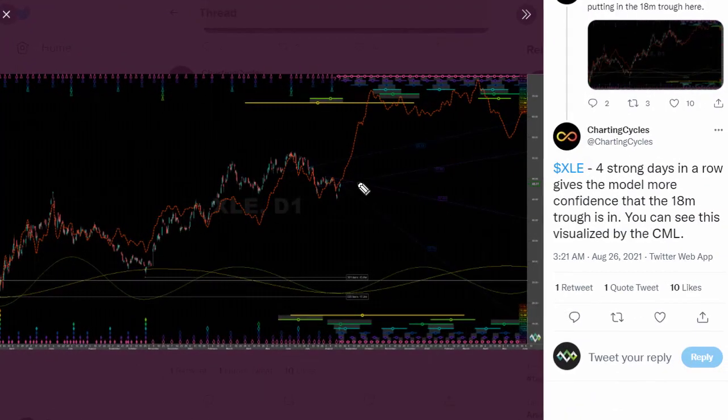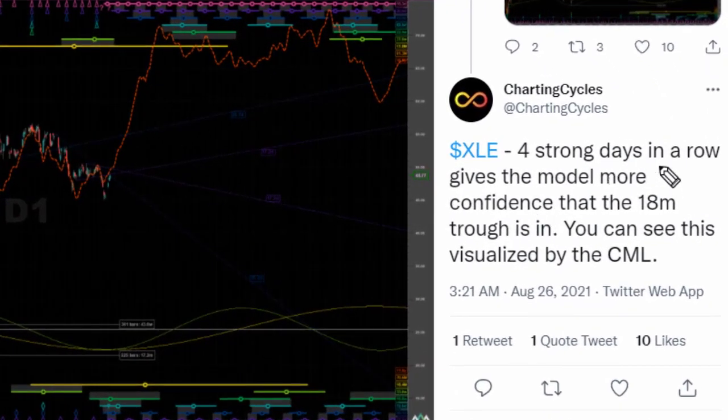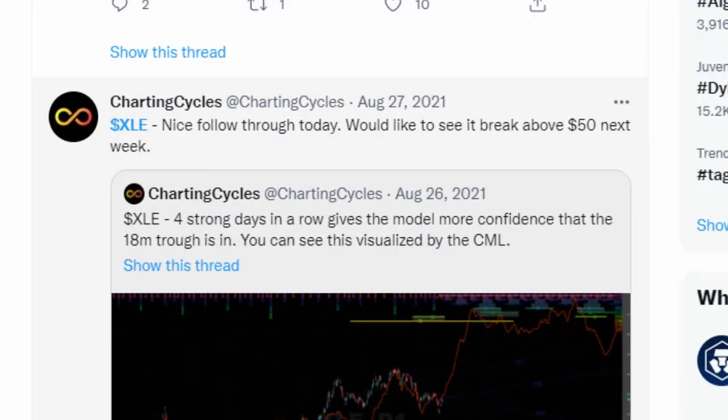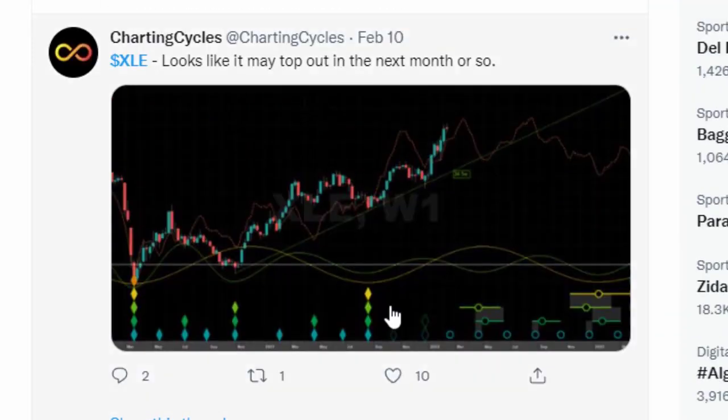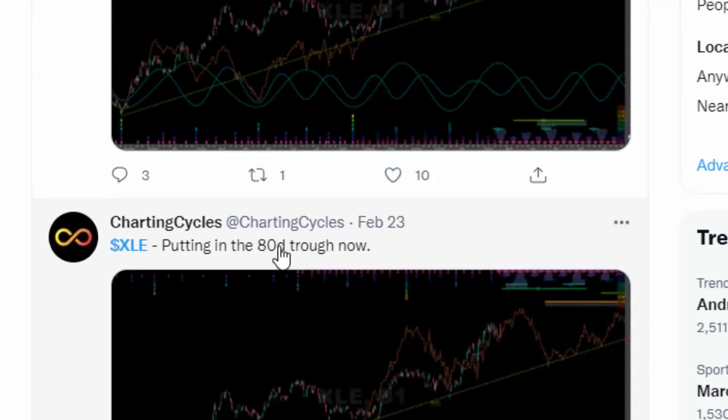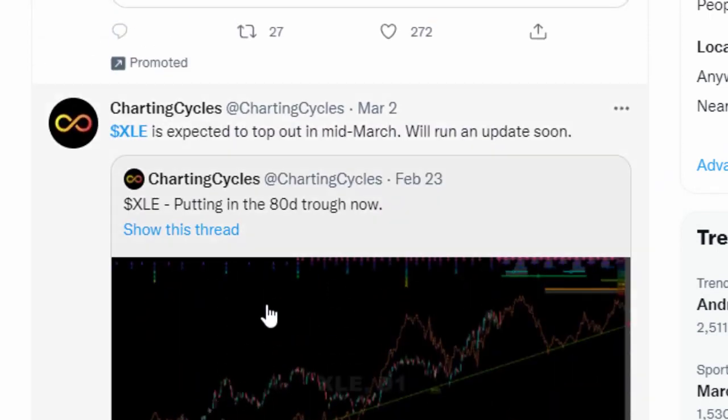And here is the next tweet in the sequence indicating that 4 strong days gives the model more confidence. And as you can see, the CML, the composite model line, is indicating a strong move upwards as price bounces out of the 18-month cycle trough. As you can see, if we scroll upwards, moving forwards in time, Charting Cycles has tweeted on several further occasions about XLE, indicating that the 80-day cycle trough is being put in, and there is a confirmation of the 80-day cycle trough forming in XLE.